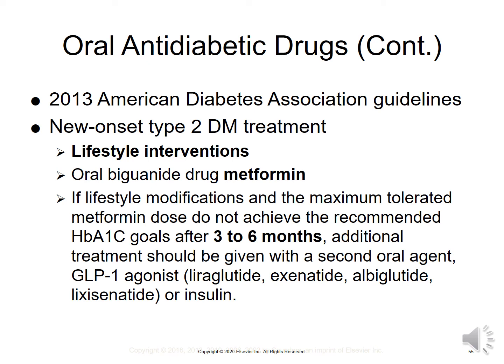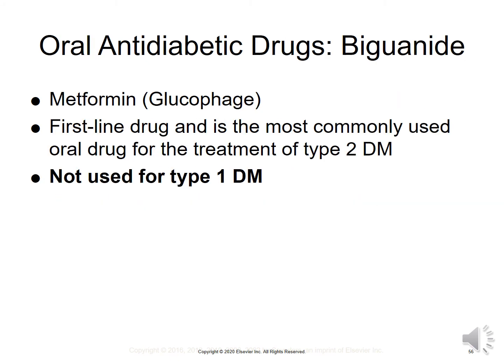Okay, so for new onset type 2 diabetes, lifestyle interventions are what we're going to start with. And then we're going to add metformin as the first drug. We're going to give that for 3 to 6 months before we think about adding anything else. Okay? Metformin or Glucophage, like I said, is the first line drug, and it's the most commonly used oral drug for the treatment of type 2 diabetes. It is absolutely not used for type 1 diabetes.